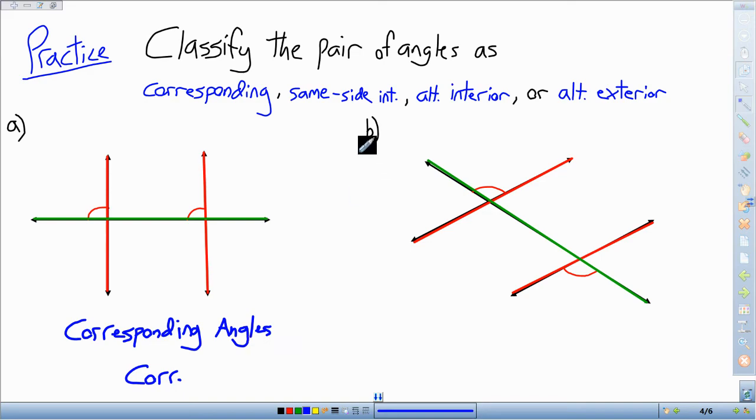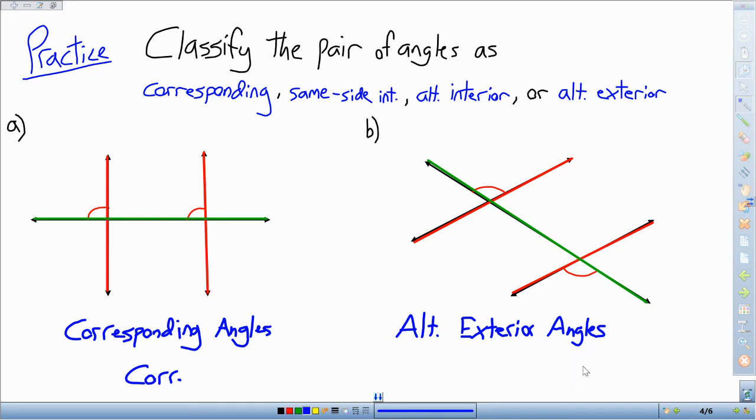All right, letter B, here's what I notice. These two angles are on alternate sides of the transversal. One's on this side, one's on the other side, and they're also on the outside or the exterior of my parallel lines. Okay, so alternate sides of the transversal, exterior of the parallel lines. Yep, those are alternate exterior angles. Okay, and let's use the shorthand here. So alternate exterior angles.